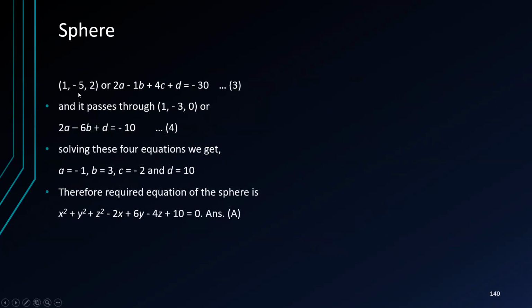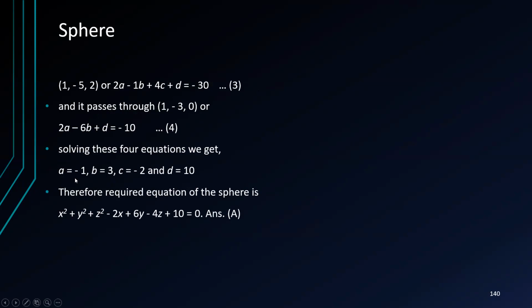Then (1, -5, 2) gives 2a - 10b + 4c + d = -30. Equation 3. And it passes through (1, -3, 0), so 2a - 6b + d = -10. Equation 4. So with four equations, you can solve it.